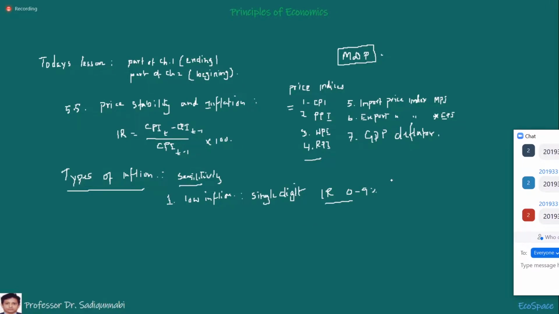In advanced countries, the rate of inflation is from 0 to 5. And in developing or less developed countries, if the rate is a single digit, then it is 5 to 9. But most of the developing countries are facing the problem of the second type of inflation. It's called galloping inflation.